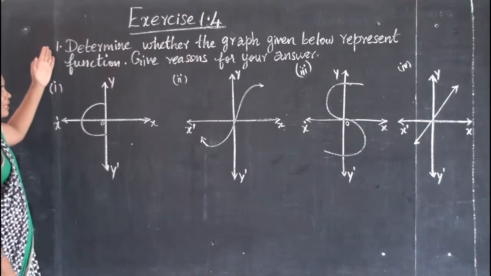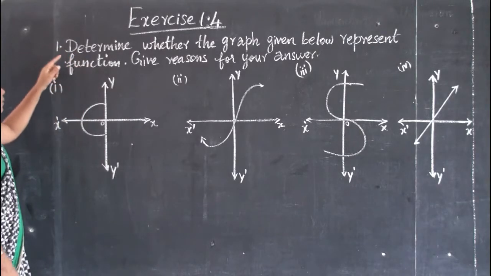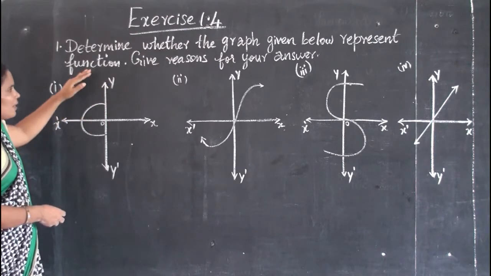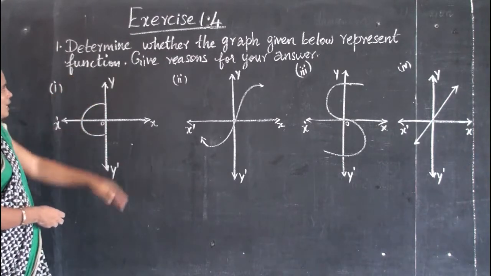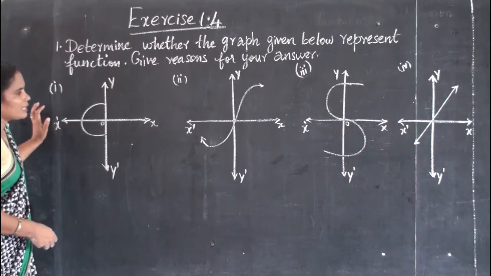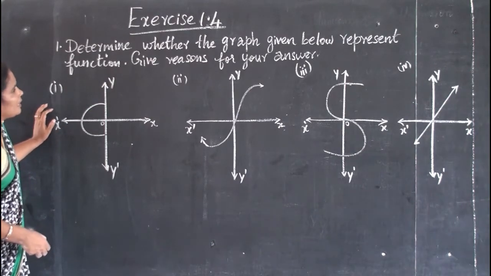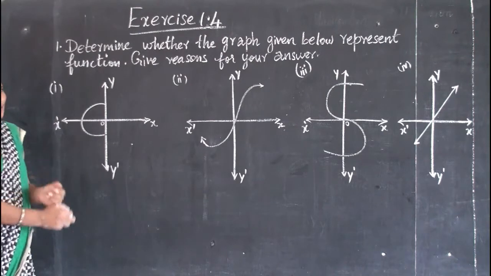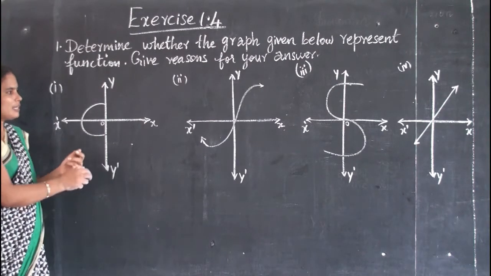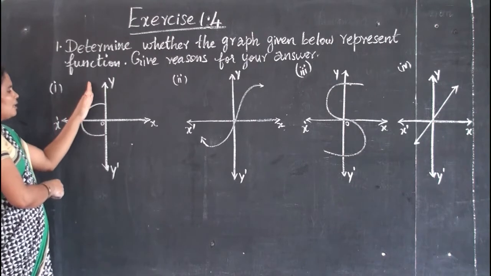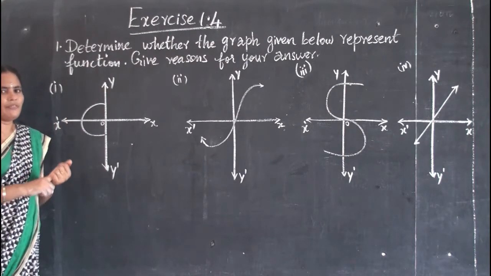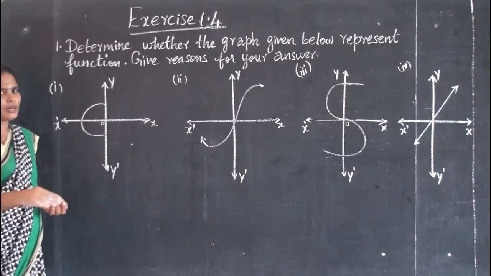Now let us move on to exercise 1.4, question number 1. Determine whether the graph given below represents a function. Give reasons for your answer. So using the vertical line test, let us find out whether it is a function or not. What is the vertical line test? It is nothing but a line drawn vertically. It should touch at only one point. If it touches more than one point, it is not a function.